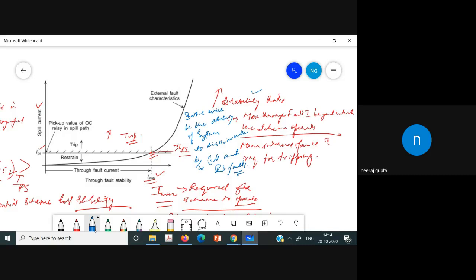How can it be improved? This stability ratio can be improved by improving the match between the two CTs.